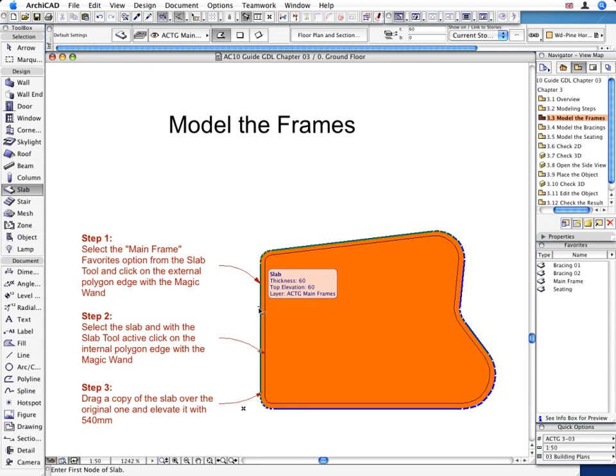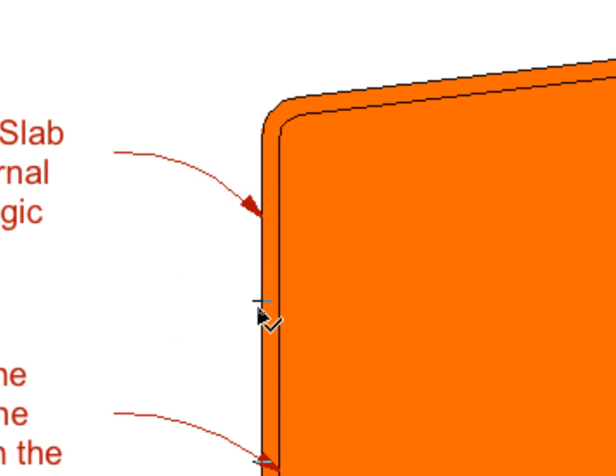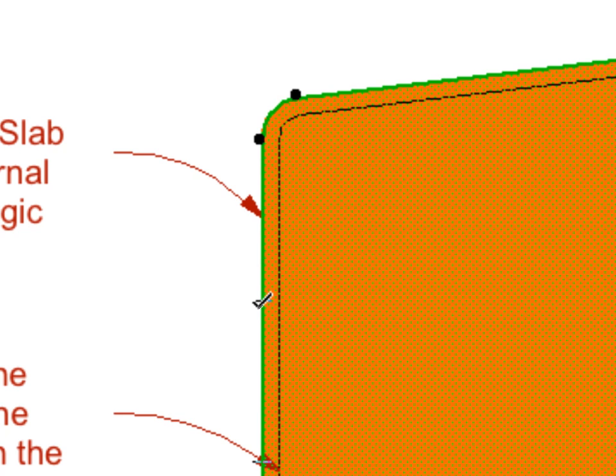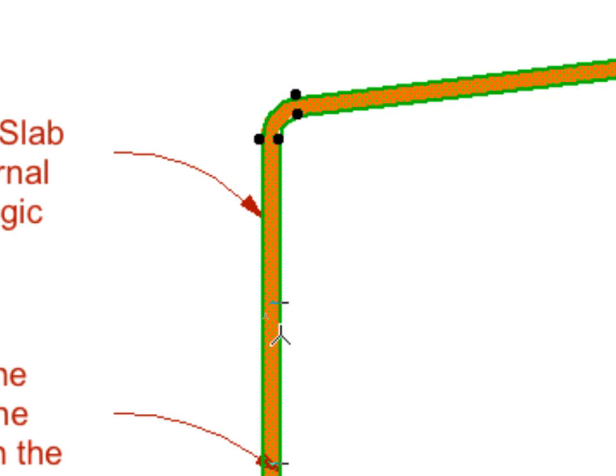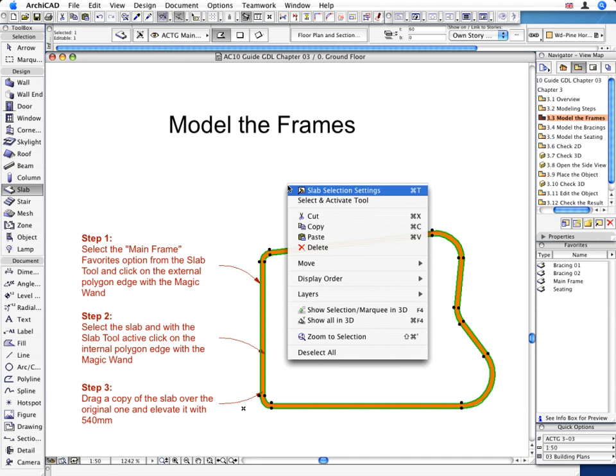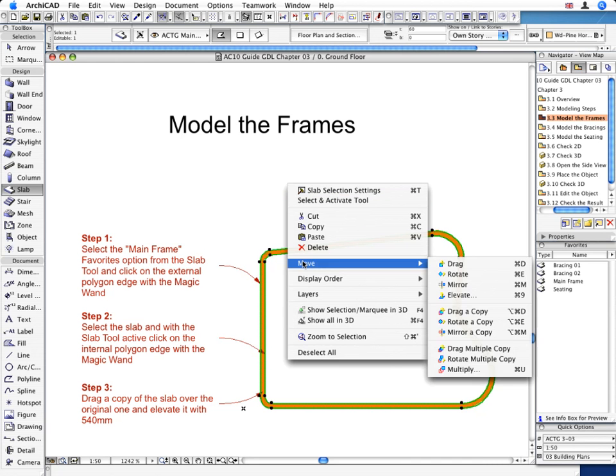Select the slab and zoom in again close to the frame. Hold down the space key again to activate the magic wand, and click now on the internal frame polygon to cut a hole into the selected slab. Zoom out and activate the drag a copy option from the context menu.